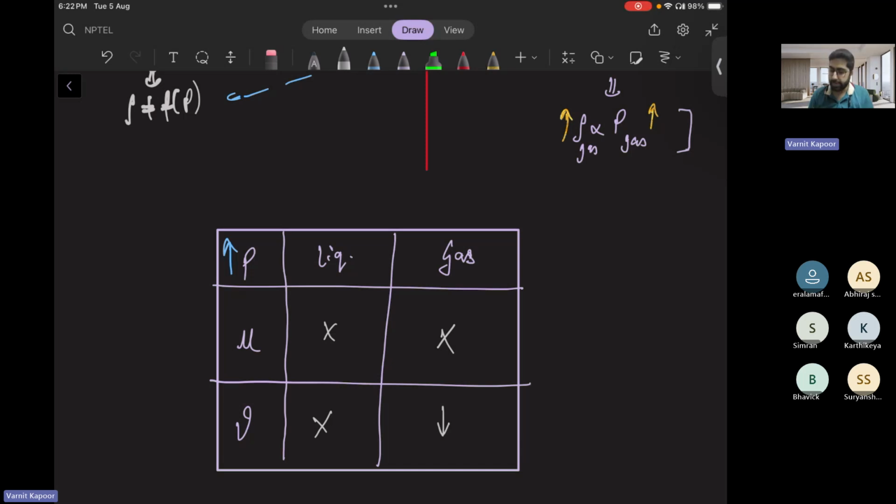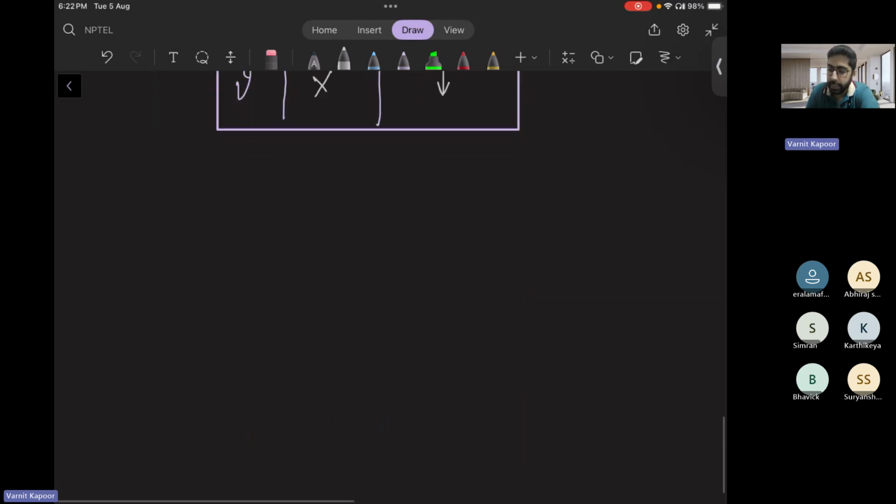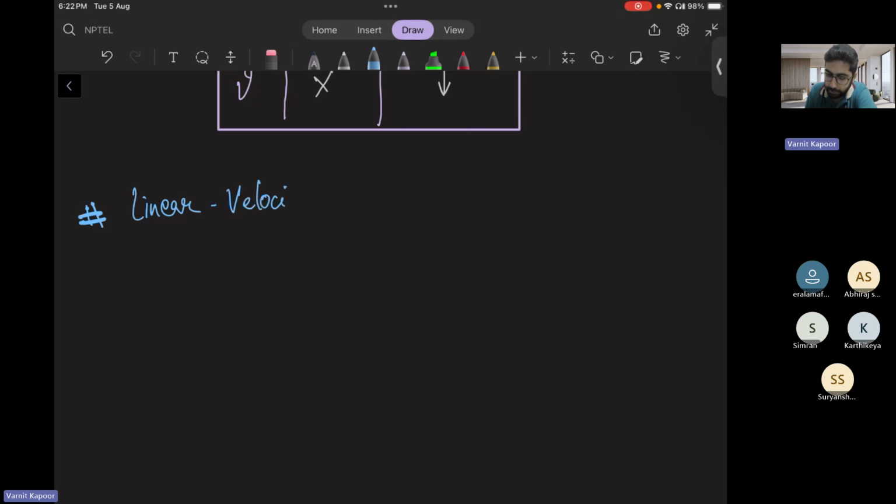All right. So now let us move to the topic of linear velocity assumption. When you can assume that your velocity is behaving linear in nature. Linear velocity assumption.